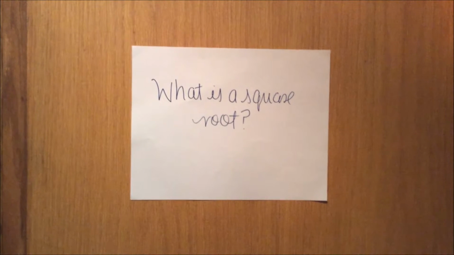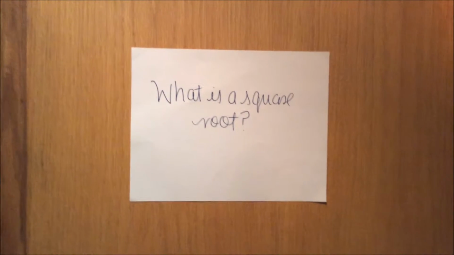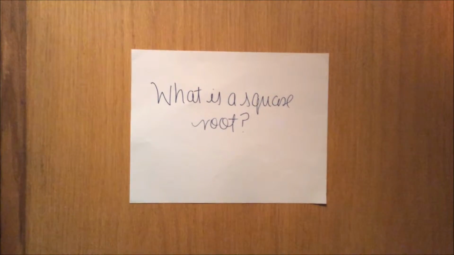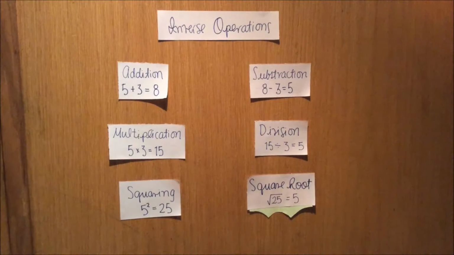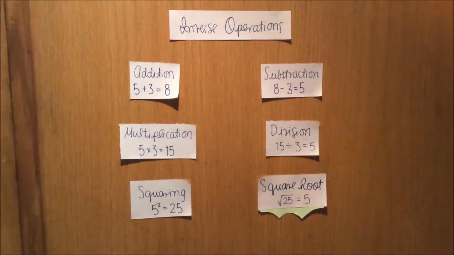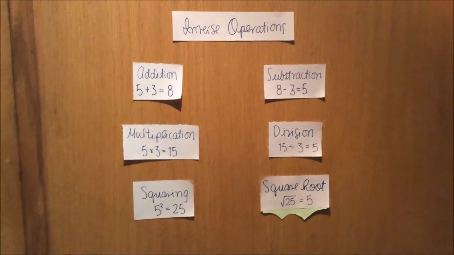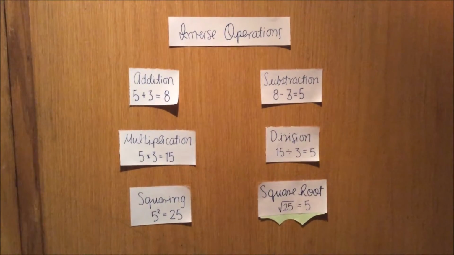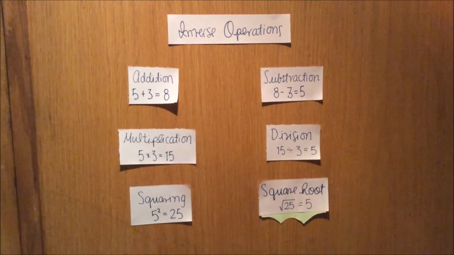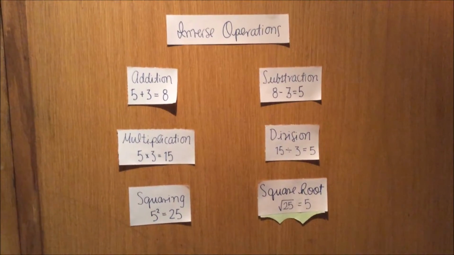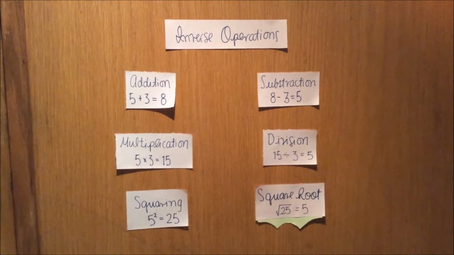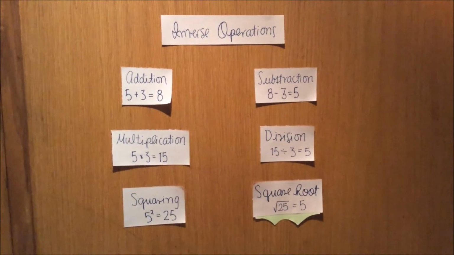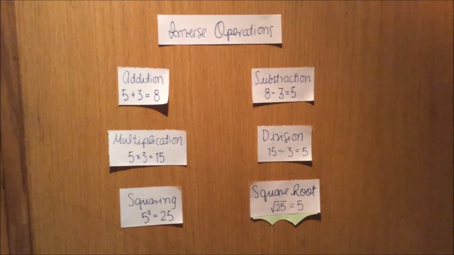So here is an important question. What is a square root? We cannot solve it if we do not know what it is. So in this world of the good and the evil, we will always have the inverse of something. For example, inverse operations. The inverse operation of addition is subtraction, from multiplication is division, and from the square of a number is, well, the square root.